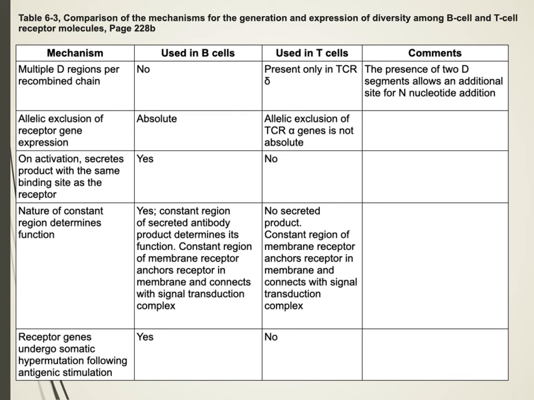So again, this table does a nice job of summarizing a lot of the information that's in this chapter, and then look for the second audio lecture that is going to be on MHCs, the other major receptor in the adaptive immunity.